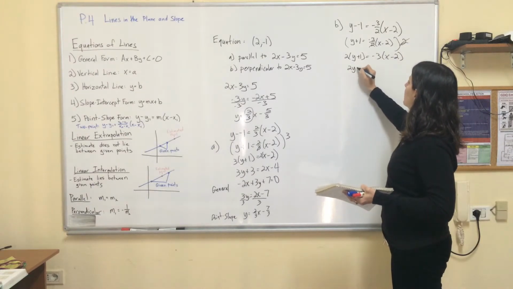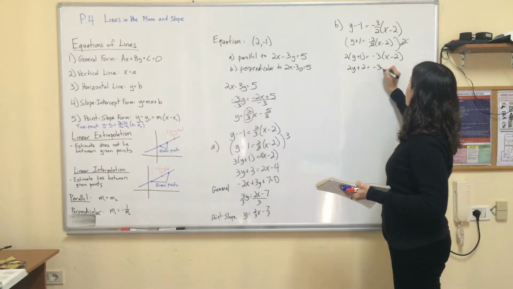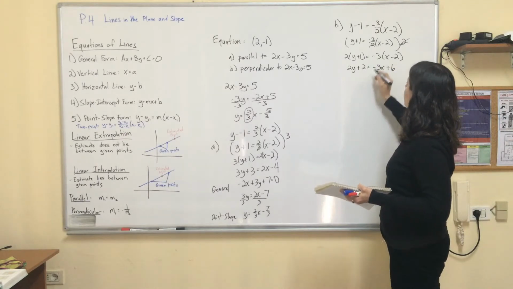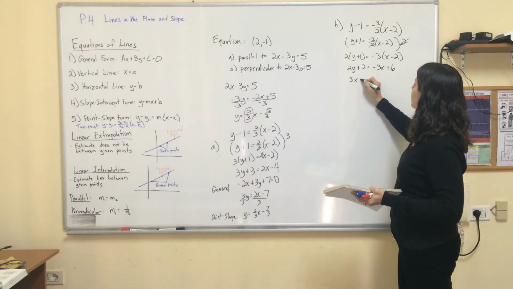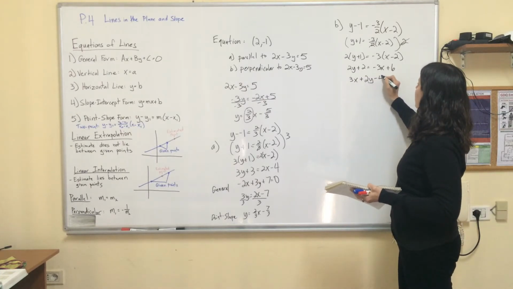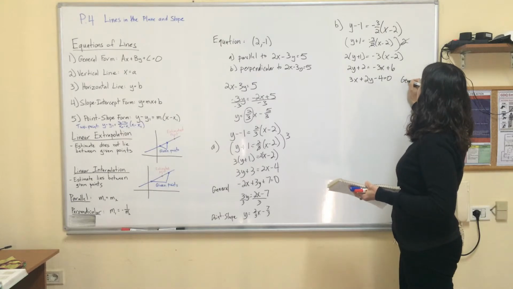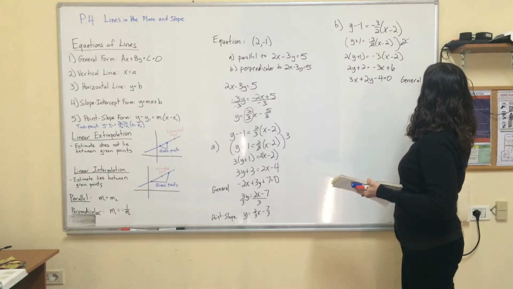We'll multiply this out. 2y plus 2 equals negative 3x plus 6. We'll do the general form, so we'll move it to the other side. We have 3x plus 2y minus 4 equals 0. So this is the general form.